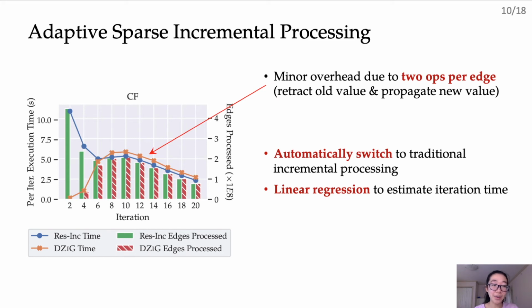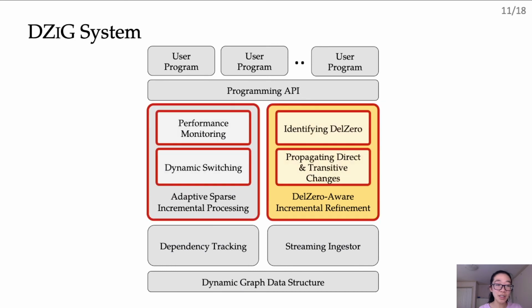At this point, I would like to point out that this adaptive sparse incremental processing and automatic switching is not absolutely required in DZiG, unlike solutions like hybrid execution used in other systems that are necessary for delivering high performance. Our Delzero-aware processing alone delivers high performance, and we are only squeezing out the minor performance difference that arises due to the overheads. There are several other details present in DZiG that I won't be covering in this talk.